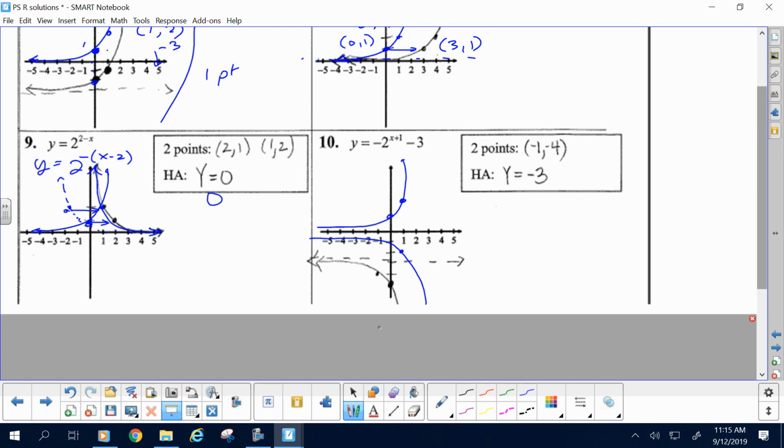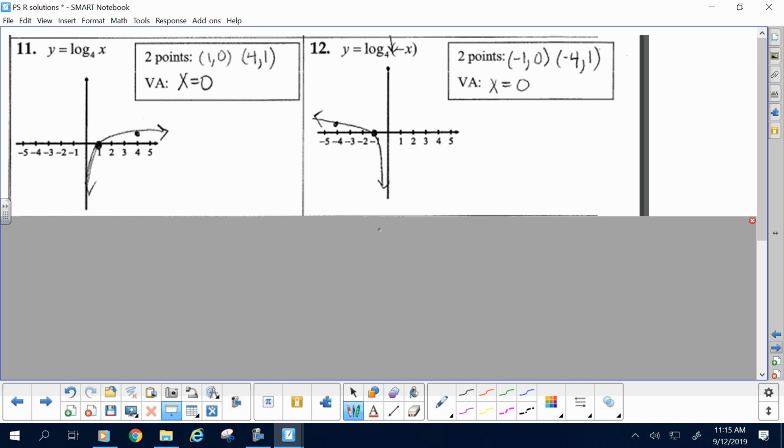Then what does the 1 do? Moves it left 1. And then what does the 3 do? Down 3. So 1, 2, 3, down 3 goes to the point. Ooh, I only have 1 point. -1, -4, and 0, -5 with y equal -3. All right? Is the asymptote.